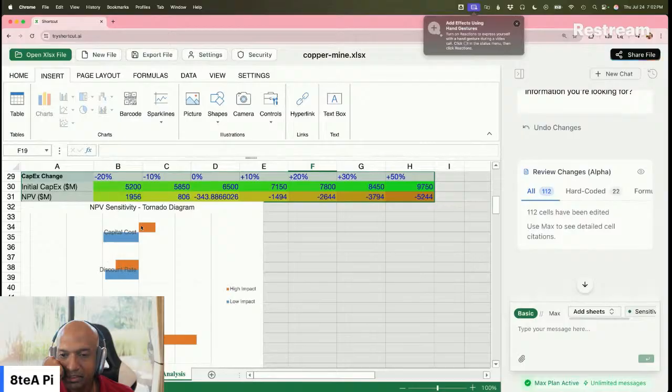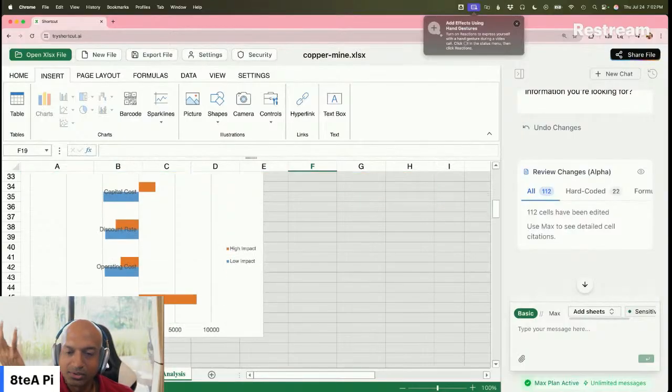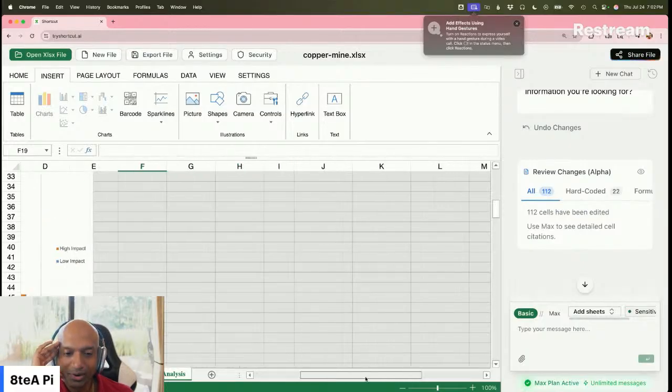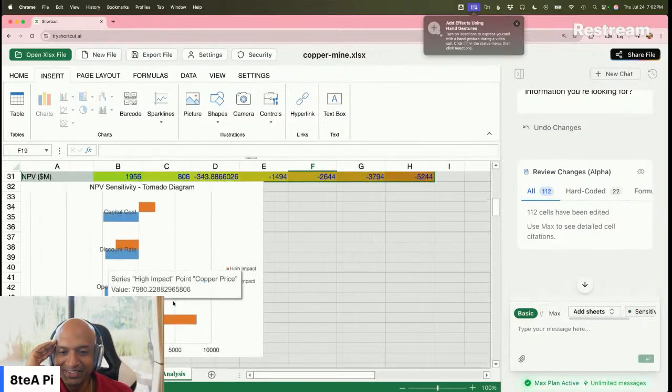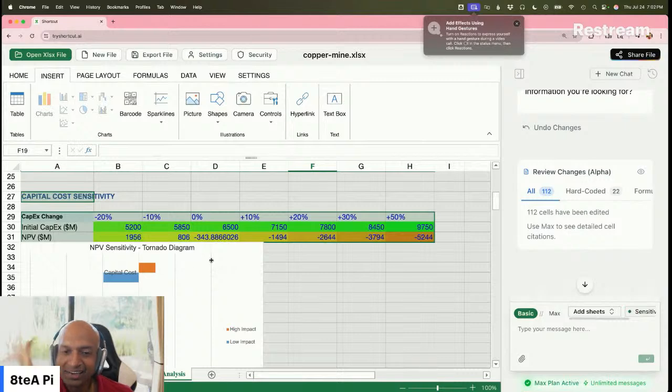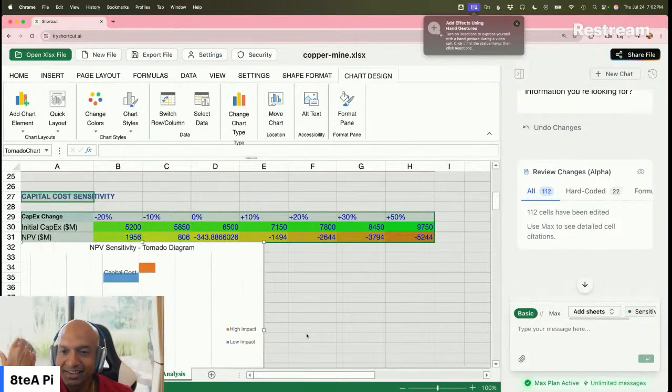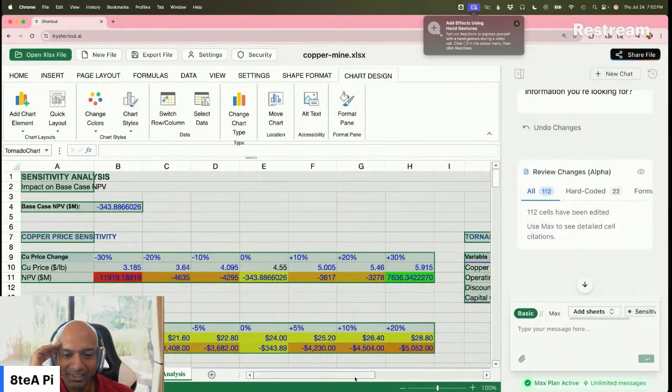The chart is a tornado diagram. I don't even know what that is. What I need to see is the revenue and the EBITDA. Okay, sensitivity tornado diagram. I get the concept, but it seems unnecessary because I'd rather see the table anyway.